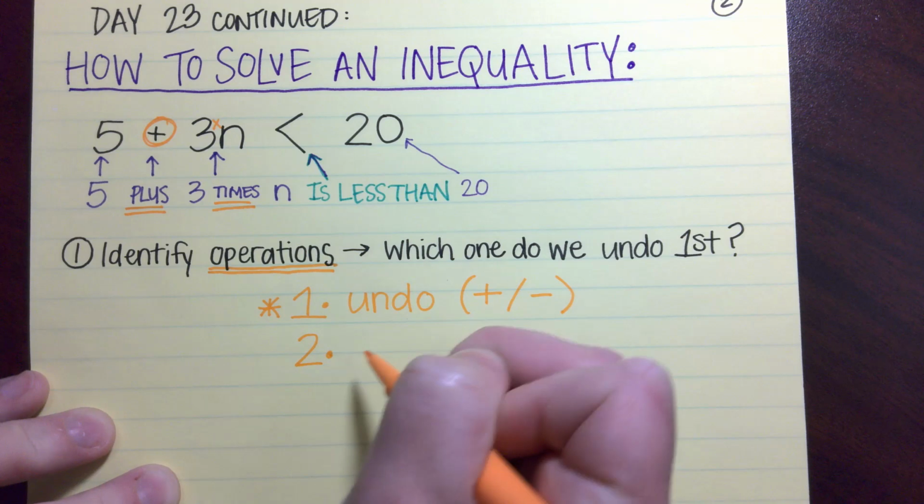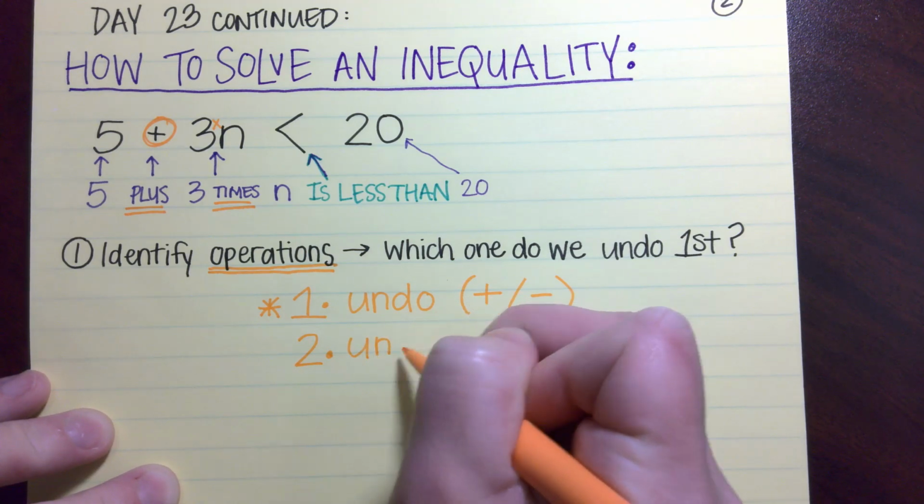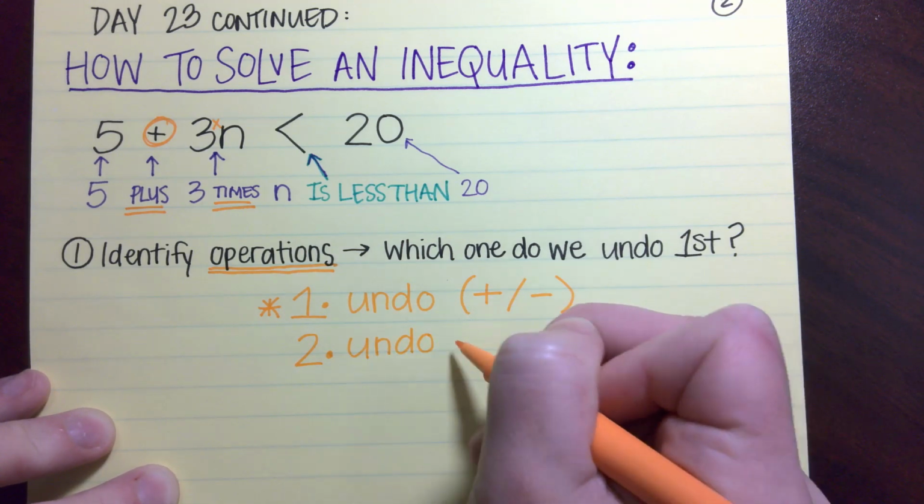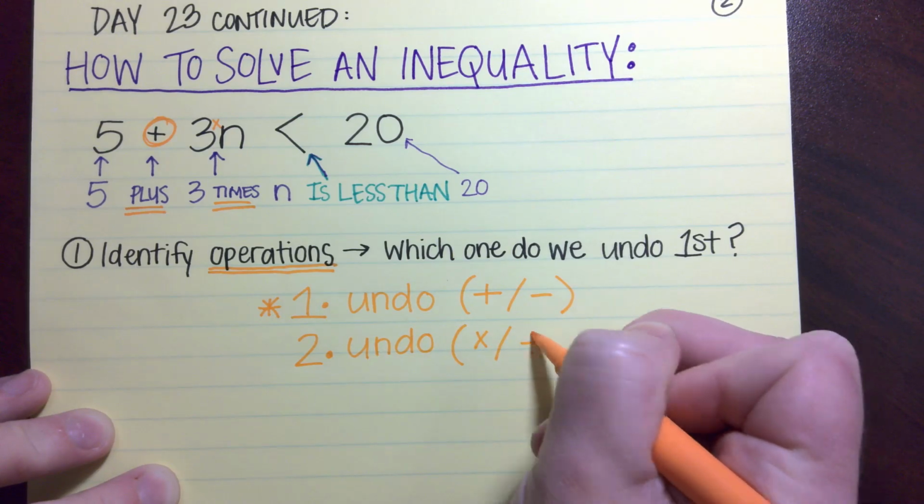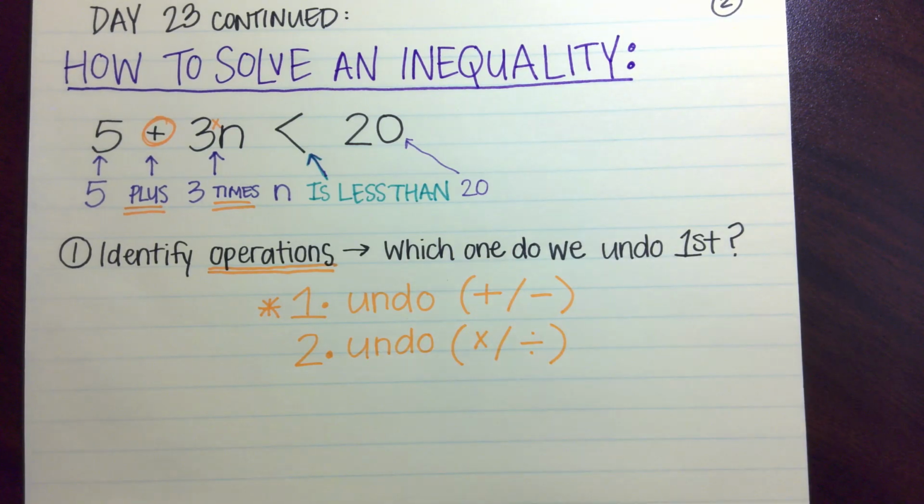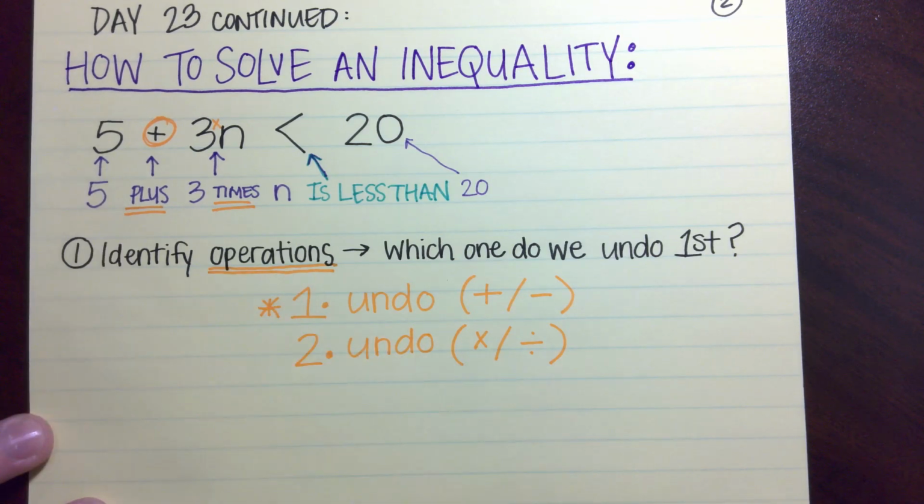And then second, undo multiplication and division. So now I'll take my problem and we'll do it in that order.